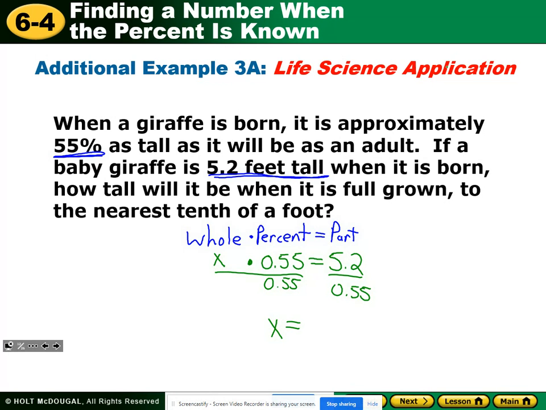Nope. No, it doesn't make sense to do it. You got to put the top number inside, divided by 0.55. 9.45, so the nearest tenth. So 9.5 then, after we do that. All right.